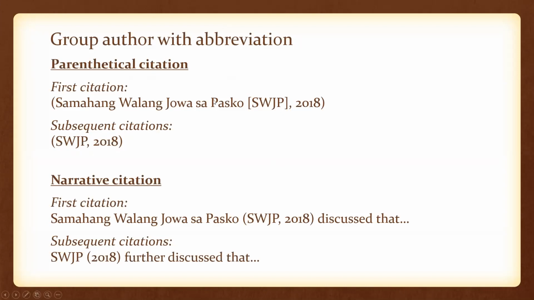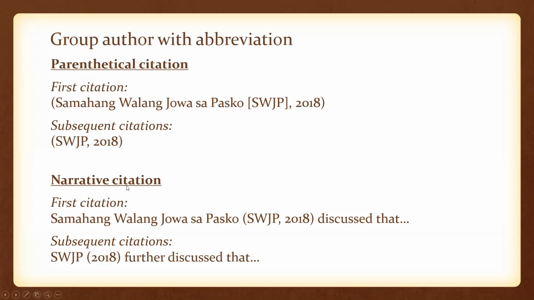Pero kung 3 beses ninyong babanggitin tong SWJP, then spell it out the first time, tapos yung second and third and fourth na gagamitin nyo sila, SWJP na lang. Remember, parentheses, spelled out, bracket, initials, closing bracket, comma, and then the year, closing parentheses.